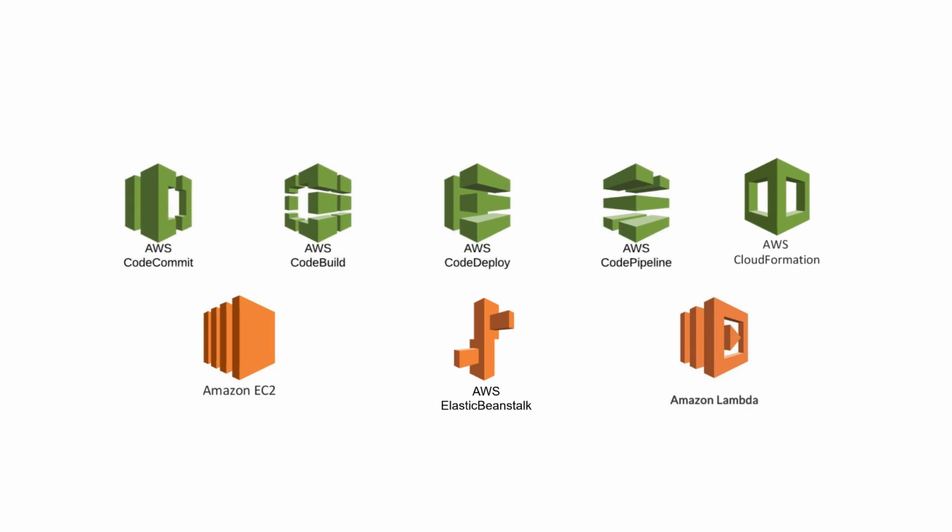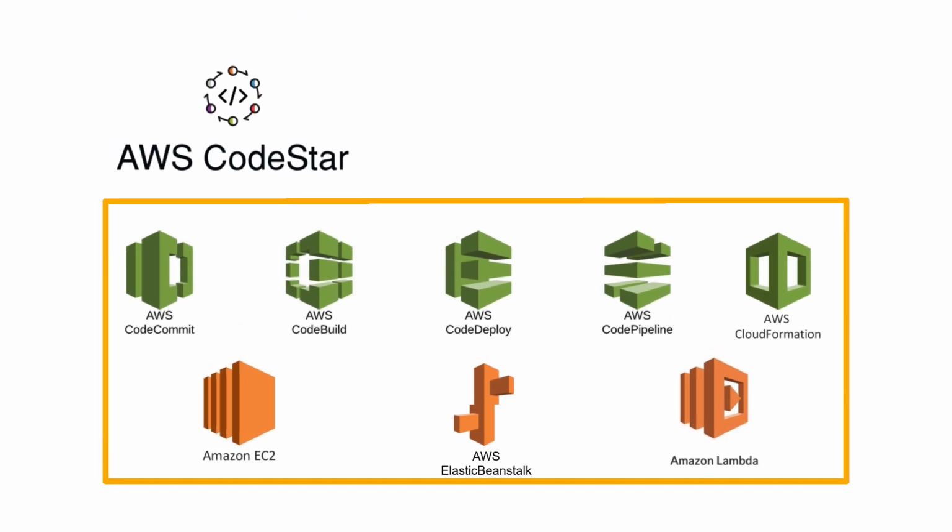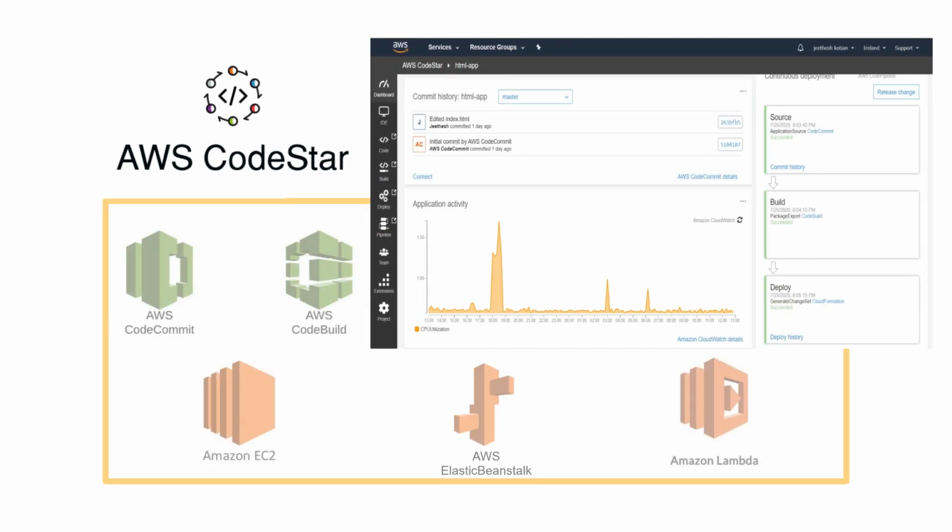So let's speak about AWS CodeStar. AWS CodeStar is a service that helps you bind the entire CI/CD architecture together and gives you a unified user interface enabling you to easily manage your software development activity in one place. So now you can quickly develop, build and deploy applications on AWS using AWS CodeStar.